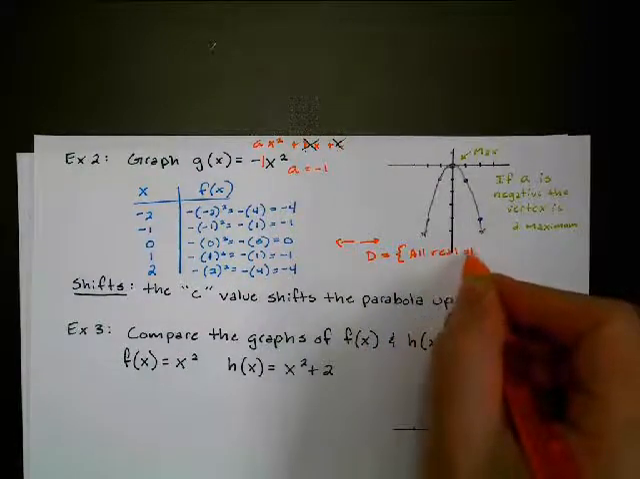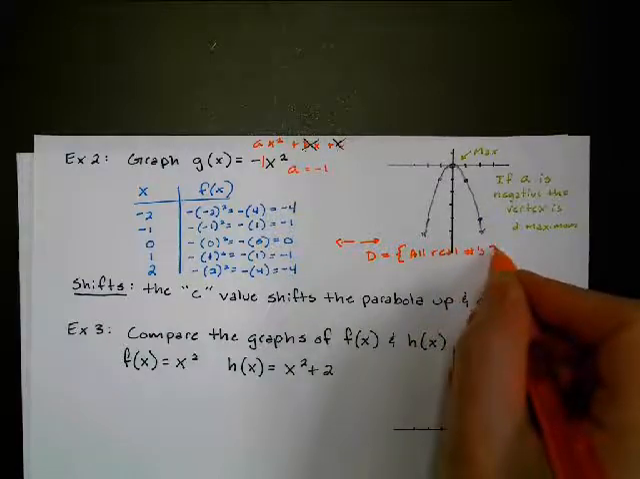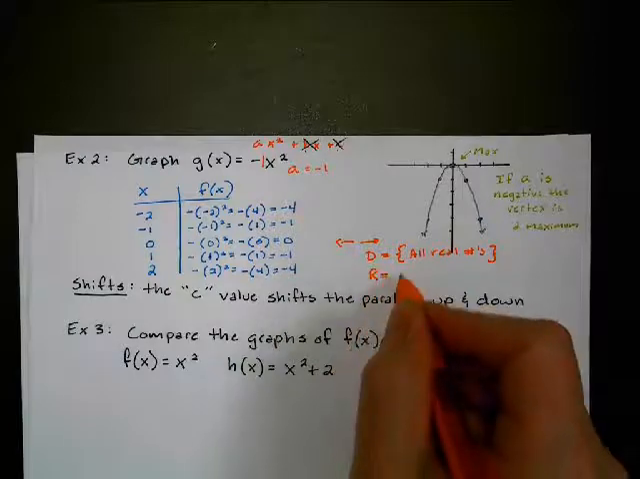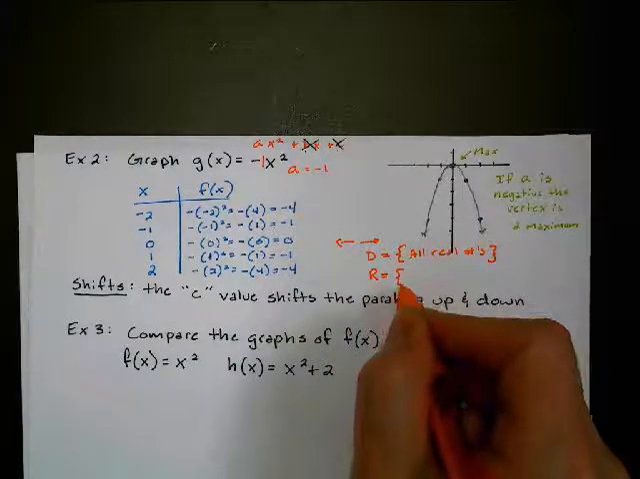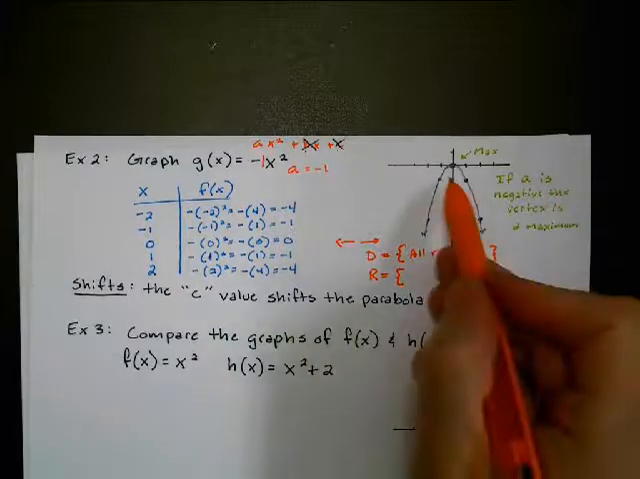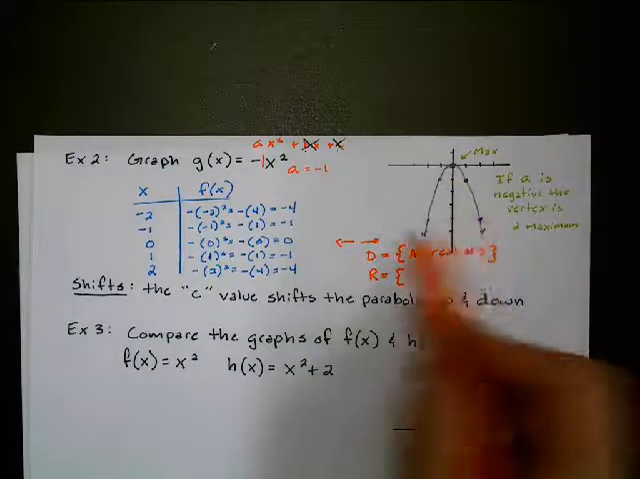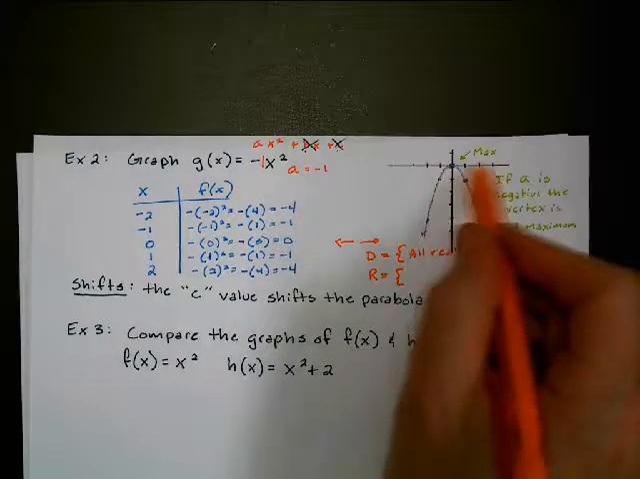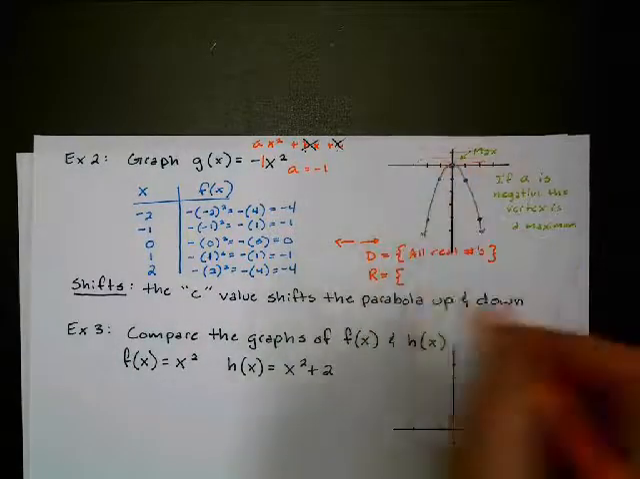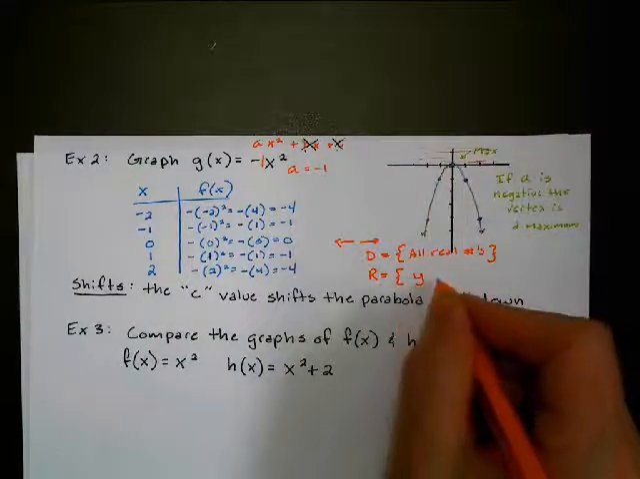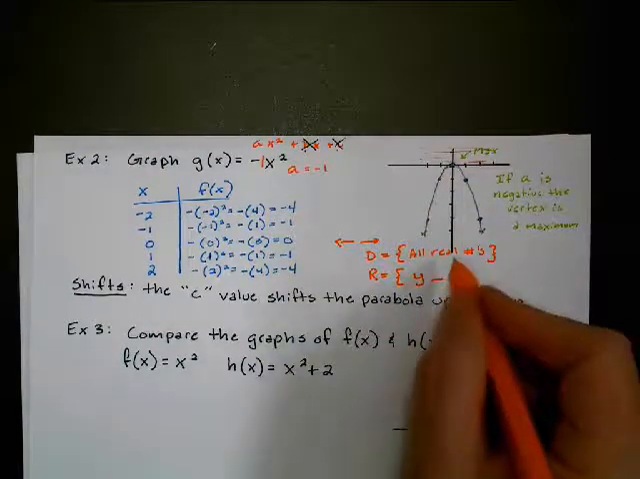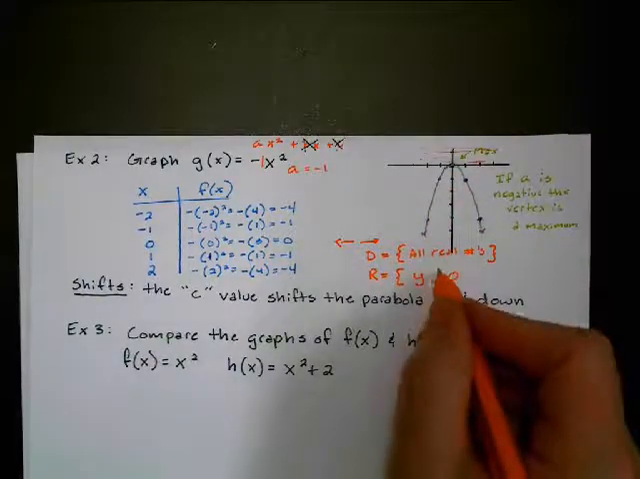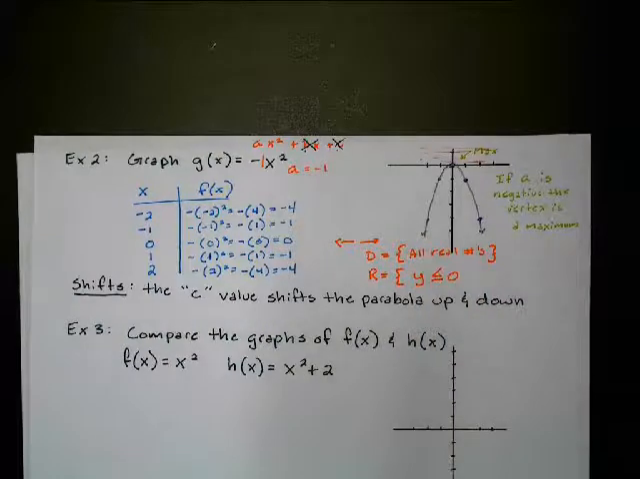Our range on this one, this time our range is all the negative values down here. And our range is never going to get up here in the positive area. So our range, our y values, can be equal to 0, but then not greater than 0. All of our y values are negative numbers, so they're all going to be less than or equal to 0, because from this point down is where our graph shows up.